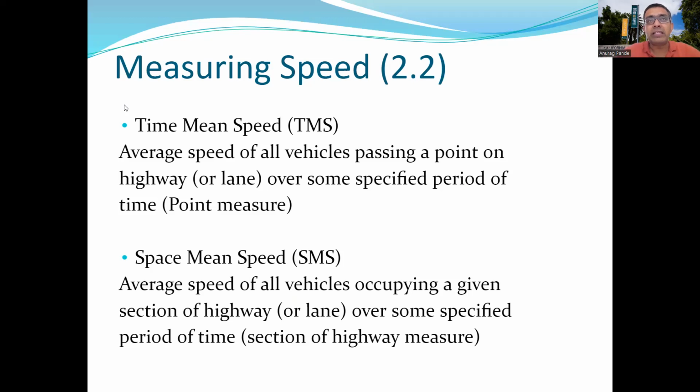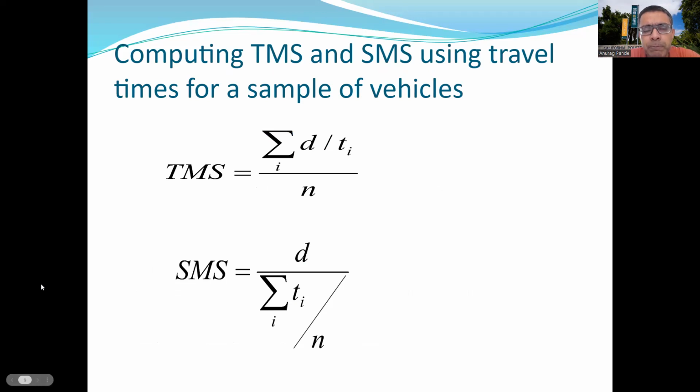You actually look at a segment of the road and you look at what speed individual vehicles are moving on that segment. Not a particular point on the road, but over a 1 mile segment, 2 mile segment, whatever segment you're looking at. And then you measure what those speeds are. So these are related concepts, but slightly different. I'm going to give you the formula for time mean speed and space mean speed. Time mean speed is, if you're standing on the road and you look at the distance divided by travel time.